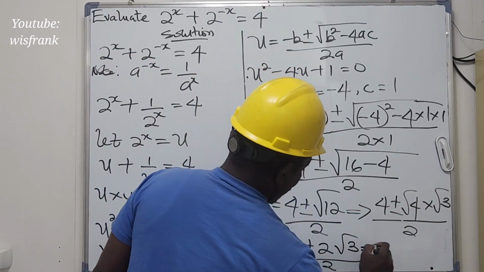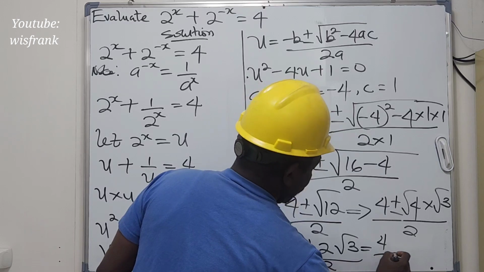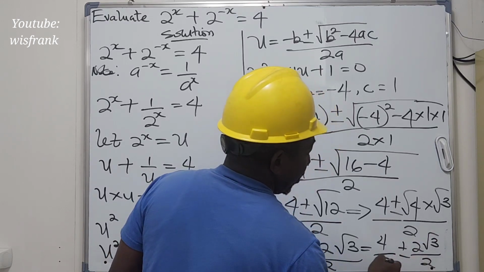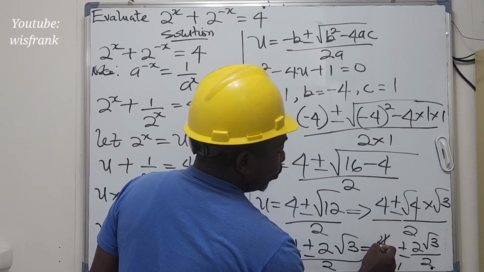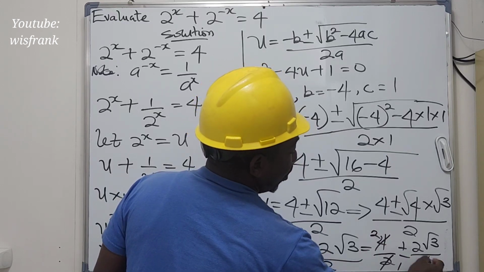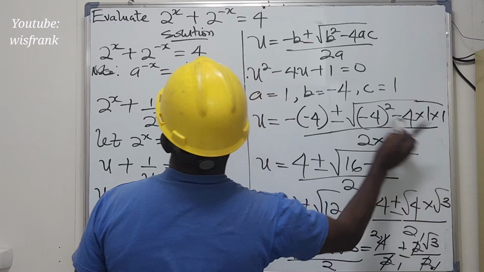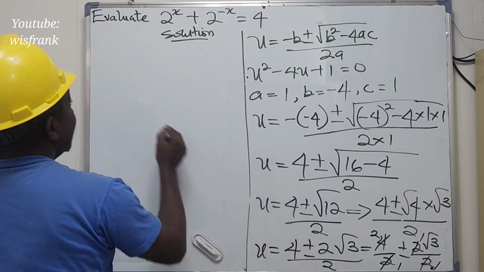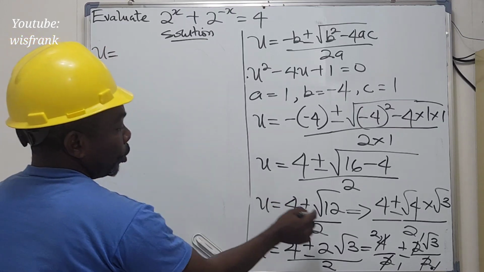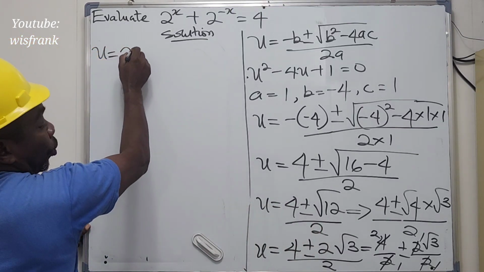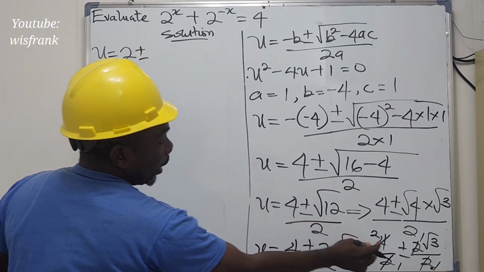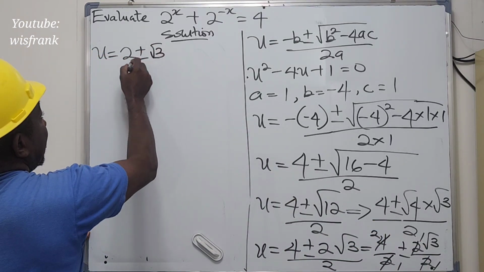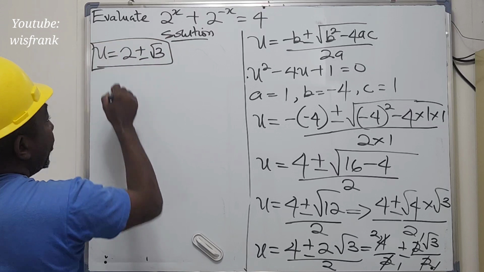By separating that, we have 4 all over 2 plus or minus 2 root 3 all over 2. In this case, 2 cancels 2 here, and 2 cancels 2 here. Therefore, the value of u is u equals 2 plus or minus 1 times root 3, which is root 3. So this is the value of u that we have.